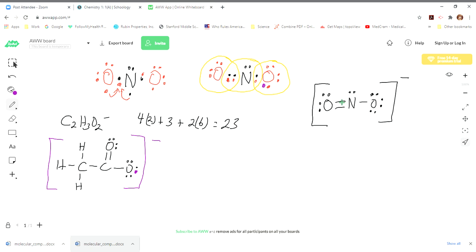I haven't talked about this, but there are some elements that can go beyond the octet, like phosphorus and sulfur. Elements from rows 3 and 4, but row 2 elements always have to have an octet. And I'll talk about why later on. Same thing here. We added that extra electron. That's what gives us that negative charge.